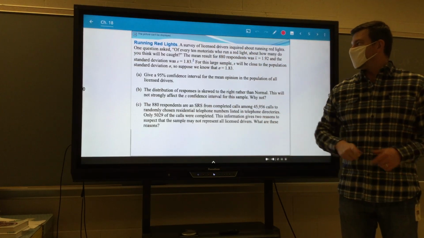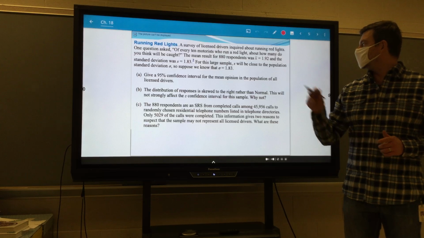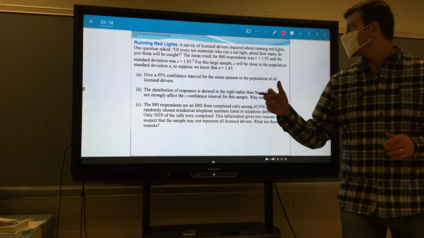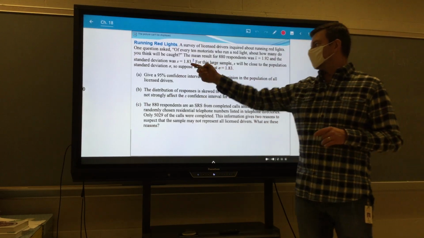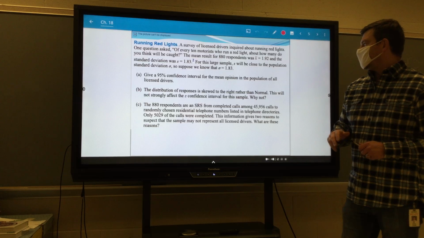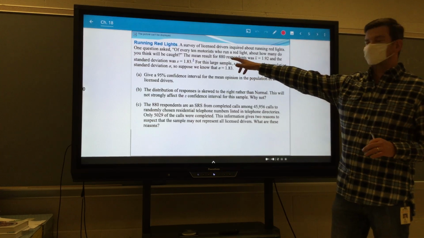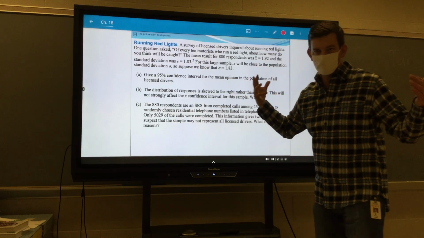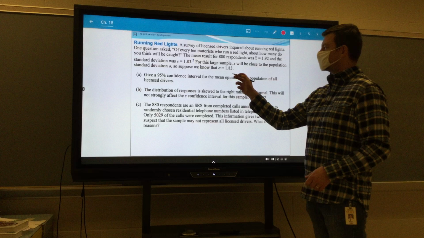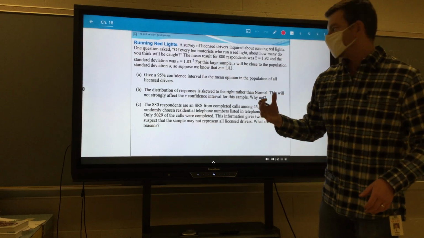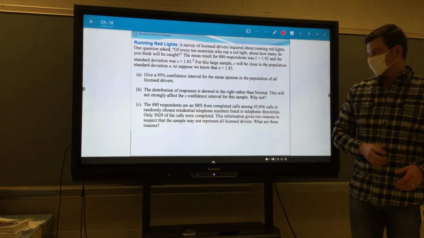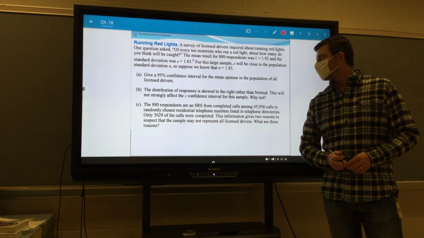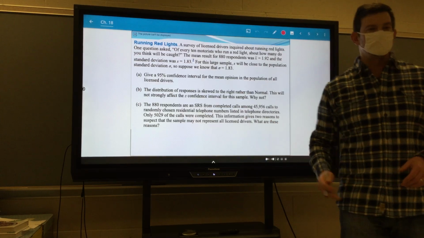They had 880 people respond to this question, and the mean answer was 1.92 out of 10. The standard deviation for this sample was 1.83. Now, because it's a pretty large sample, 880, that sample standard deviation is going to be close to the population standard deviation. So we're just going to use that same number, 1.83, for our calculation. Letter A says give a 95% confidence interval for the mean opinion in the population of all licensed drivers.